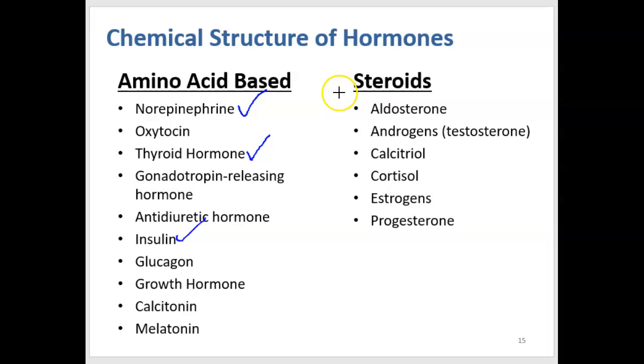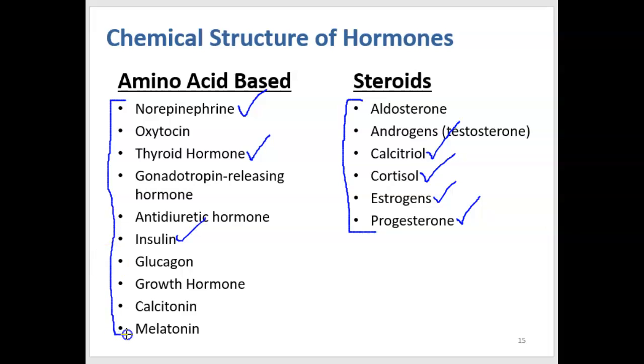But there are also steroid hormones in the body. For example, calcitriol, which is going to be involved with blood calcium levels, cortisol, which we've already looked at, made by the adrenal cortex, and of course estrogen, testosterone, and progesterone. Those are all steroids derived from cholesterol. So it's probably easier to remember the steroid hormones than it is to remember the long list of amino acid-based hormones.